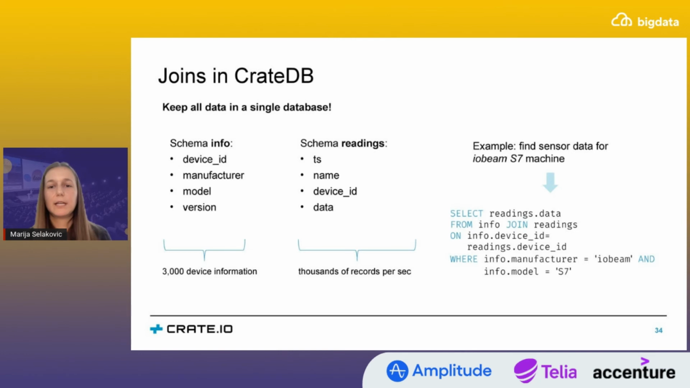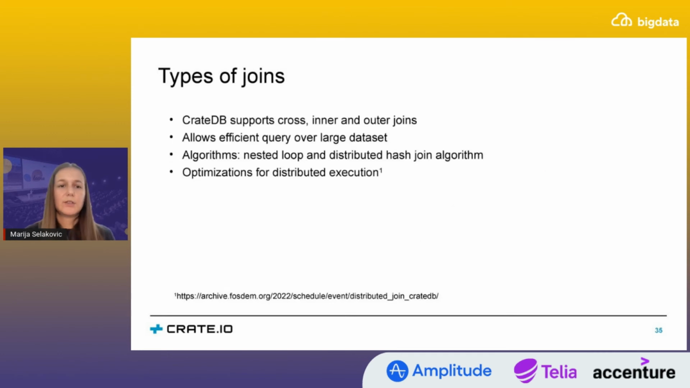So for example, consider a simple query in which we want to find all sensor data for a certain machine. What we need to do is use plain SQL syntax that we are familiar with, join two tables on a device ID column, and use a where clause to put a condition for the particular machine we are interested in. CrateDB supports all types of joins, including cross joins, inner joins, and outer joins.